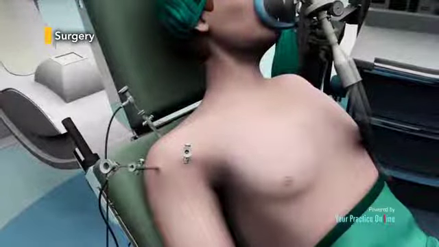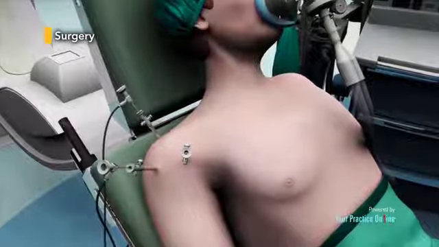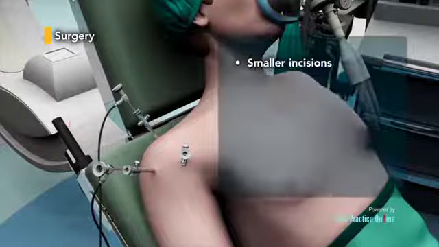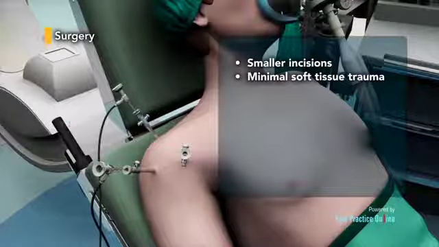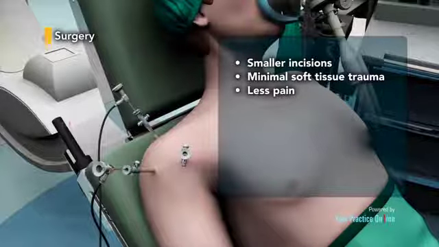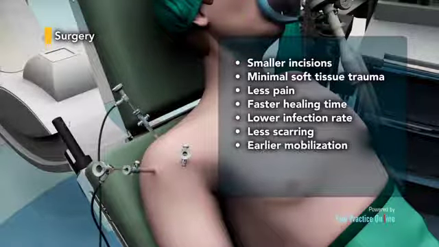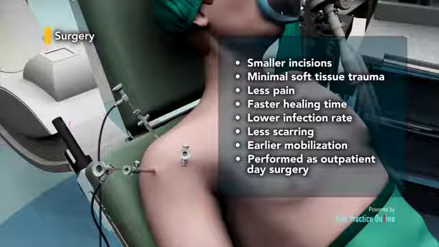The benefits of arthroscopy compared to the alternative open shoulder surgery include smaller incisions, minimal soft tissue trauma, less pain, faster healing time, lower infection rate, less scarring, earlier mobilization, usually performed as outpatient day surgery.